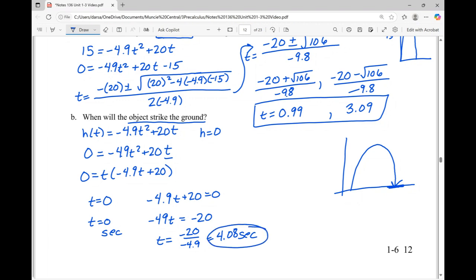The 0 seconds answer is actually when you threw it because that's when we started, right? So it must have been thrown from the ground and then it lands back on the ground. So final answer, 4.08 seconds.